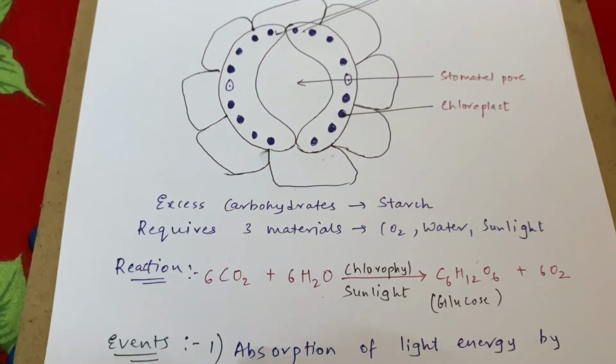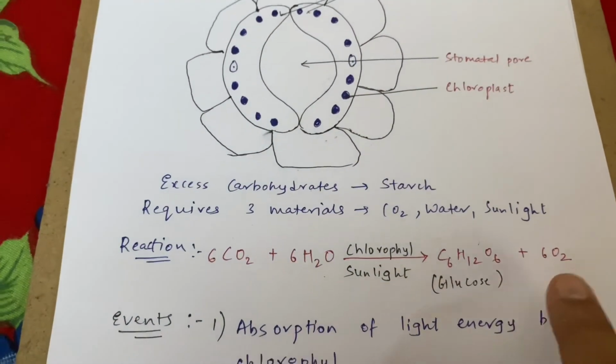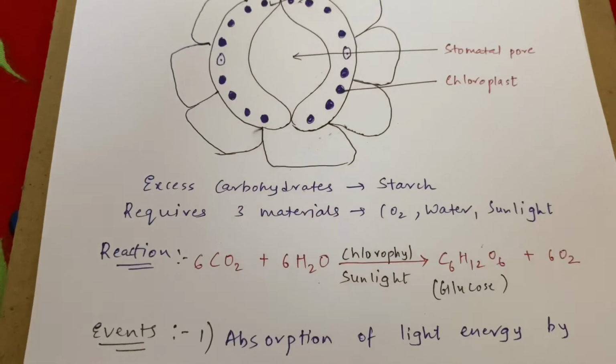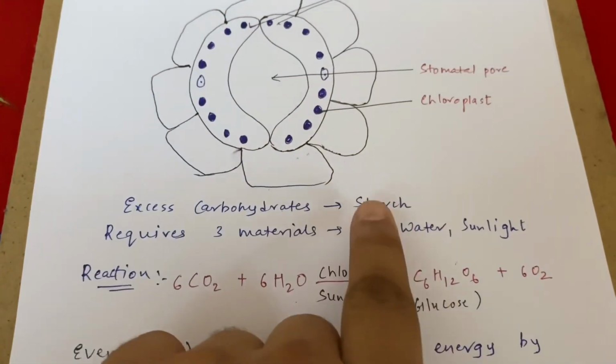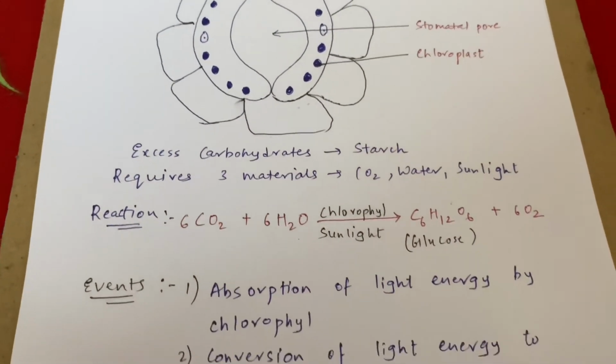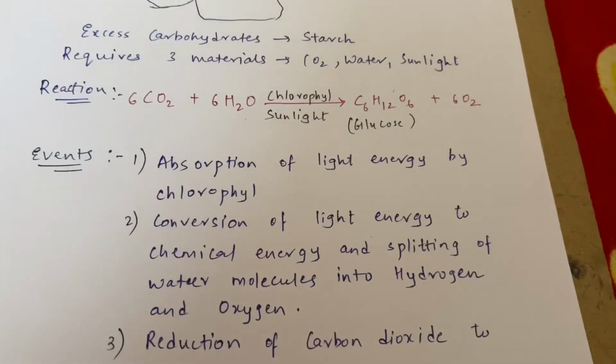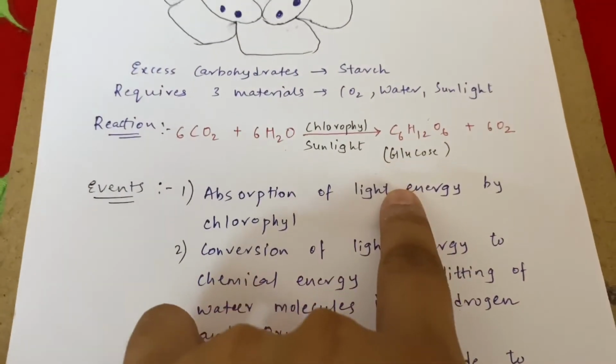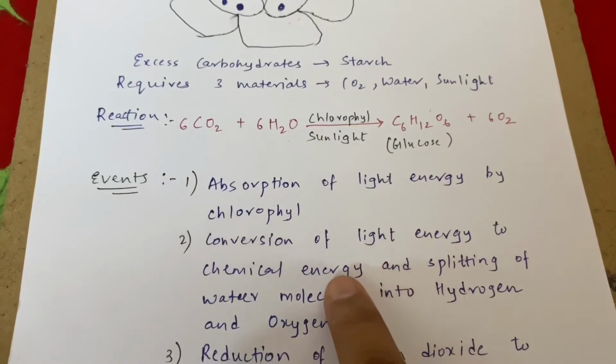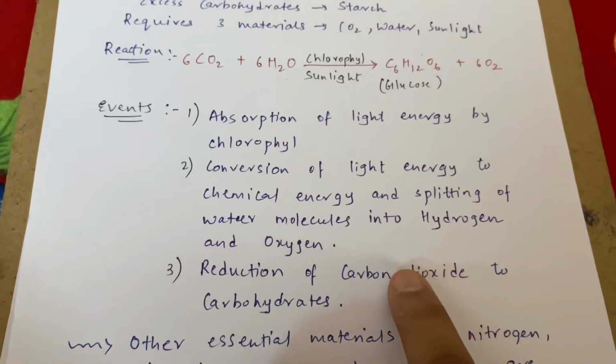Then after this the reaction will occur and the energy is obtained. This energy is used for the cellular needs and the excess energy is stored in the form of starch, correct? So these are the three events which the plants do. First process is light energy absorption, correct? Then conversion of light energy into chemical energy, and then converting this carbon dioxide into carbohydrates.